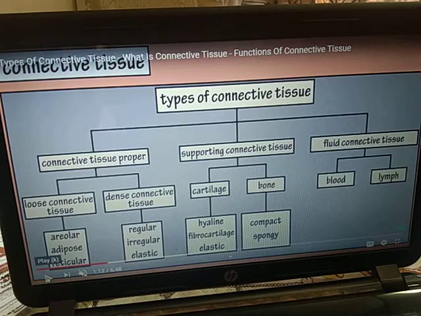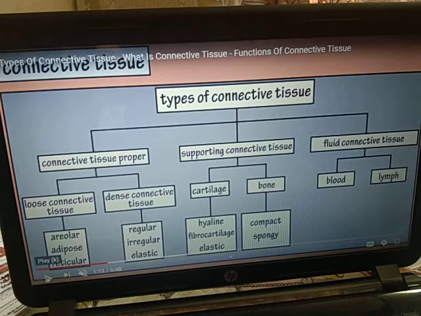Now let's see various types of the connective tissues. Connective tissue, we can have loose connective tissue or dense connective tissue, according to the density of the components that are present. Another, we have supportive connective tissue. Under that we have the cartilage and bone. And in connective tissue proper, we have loose connective tissue. In loose connective tissue we have areolar and adipose tissue. And next we have regular, irregular, elastic tissue.